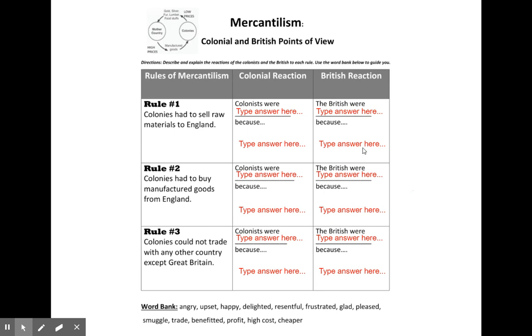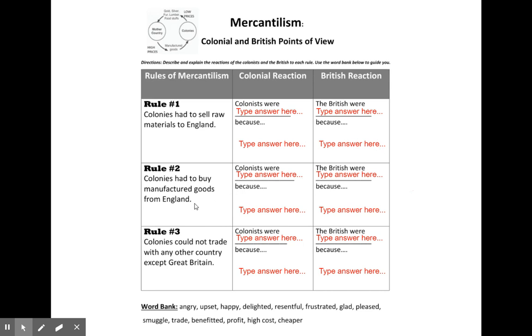Now, on the flip side, the British were, and then you type your answer. This will be positive: delightful, glad, pleased. Why do they like how the colonies have to sell to England? Well, because England can set the price, they get it for cheaper, they're guaranteed raw materials.